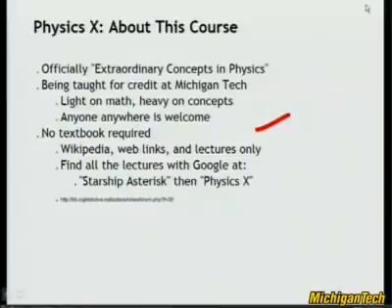Welcome to Extraordinary Concepts in Physics. This is the second of the potpourri, the mixed bag of things that I couldn't fit in elsewhere. I'm not really interested in so much math, although there will be a little bit of math here.